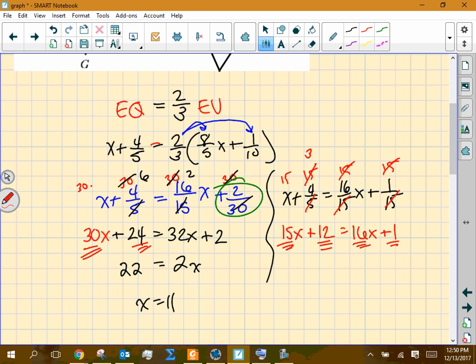So when every single coefficient or constant is either amplified or divided by the same amount, your result for x will still be the same. Okay, if you subtract 15x from both sides, subtract 1 from both sides, you get x to be 11.